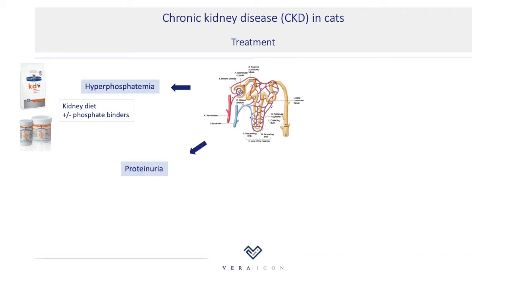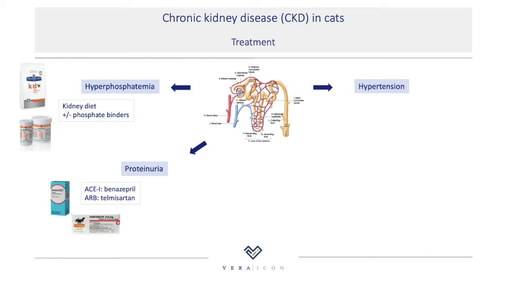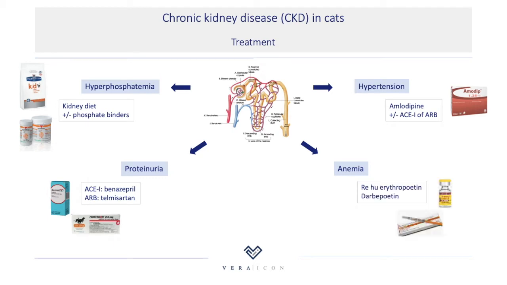When these cats are proteinuric, we usually add in an ACE inhibitor like benazepril or an angiotensin receptor blocker like telmisartan. When these cats are hypertensive, we treat them with amlodipine as a first choice. And when this is not enough, we can add in an ACE inhibitor or again an angiotensin receptor blocker. Especially in more advanced stages of disease, late stage 3, beginning stage 4, these cats are usually anemic, and in countries where these products are available, we can treat them with recombinant human erythropoietin or darbepoetin.